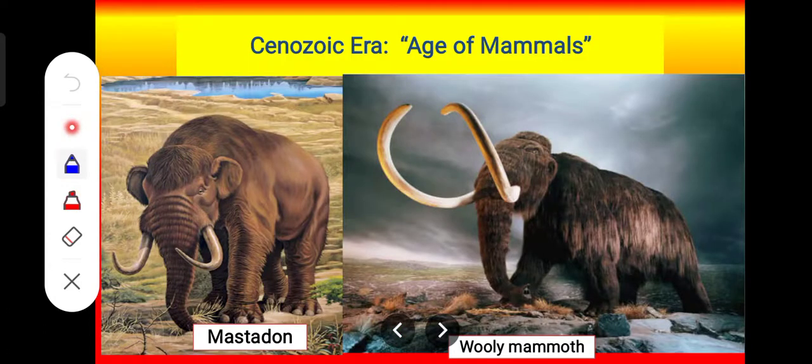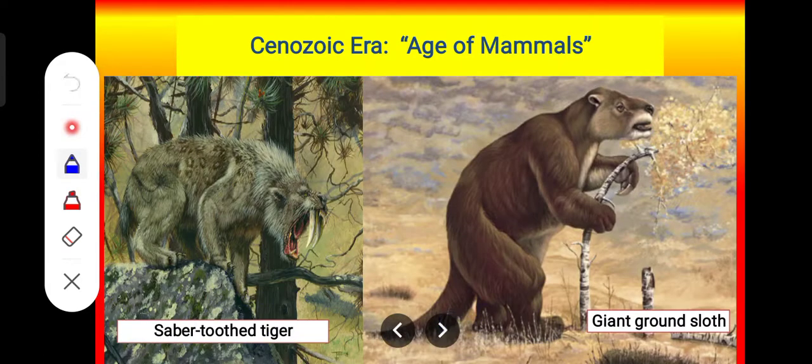So, first, under the Cenozoic era, we have here an illustration of the mastodon and the woolly mammoth. If you are familiar with the Ice Age movie, you can see these 2 animals in that movie, the mastodon and the woolly mammoth. Other mammals present are the saber-toothed tiger and the giant ground sloth. But do not ever forget that the first mammal is the Morganucodon, okay?